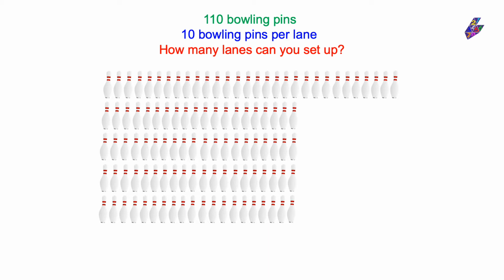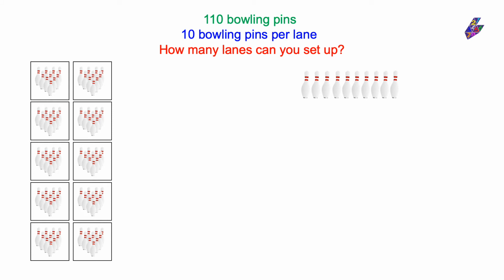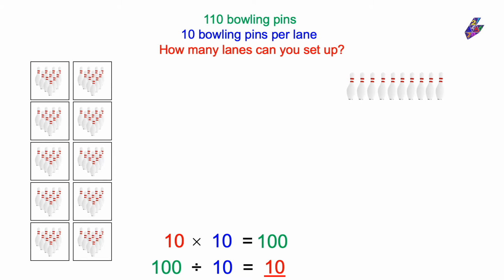You might have thought about facts you already know. We've already seen that 100 bowling pins will create 10 lanes, either because we know that 10 groups of 10 is 100, or because we know that 100 divided into groups of 10 will give us 10 groups. We can now see that because we had 110 bowling pins, we've got one more group of 10. This will mean that we can set up one more lane.